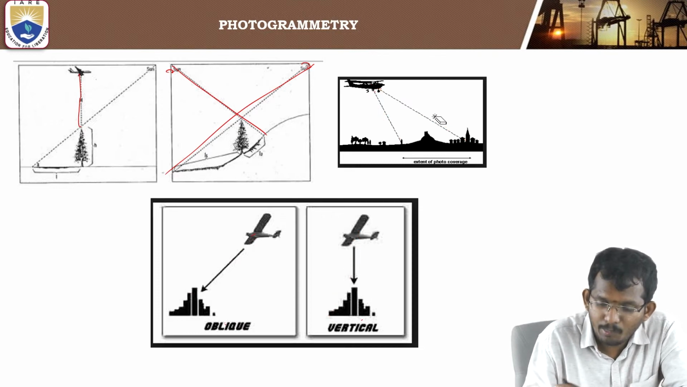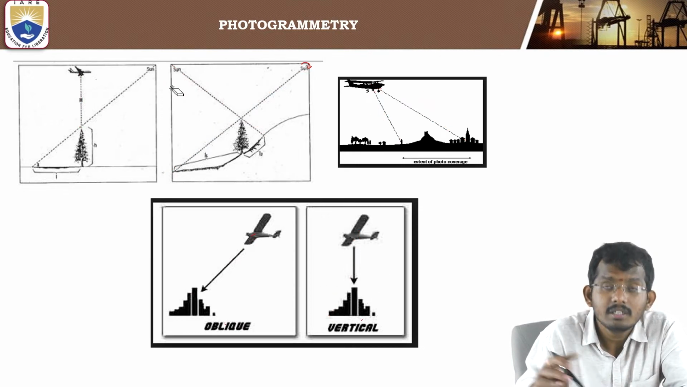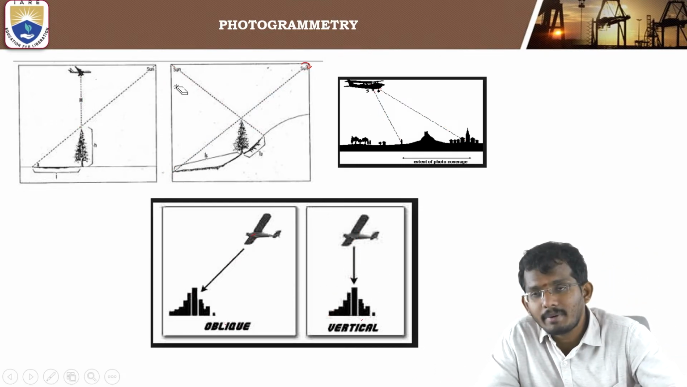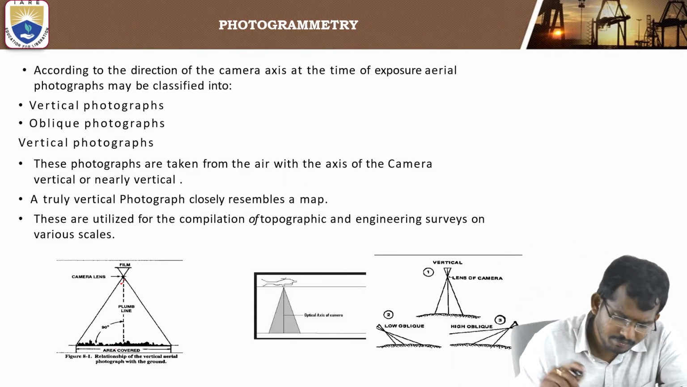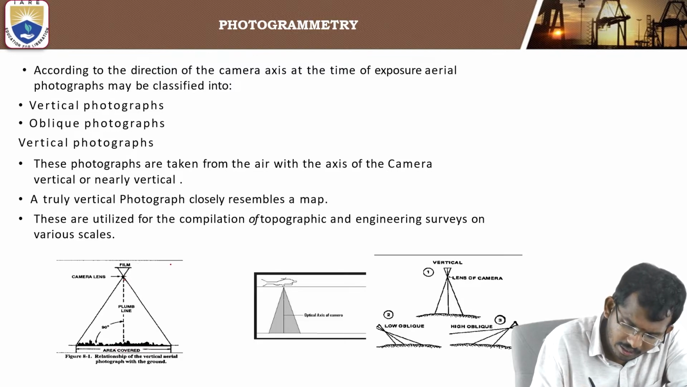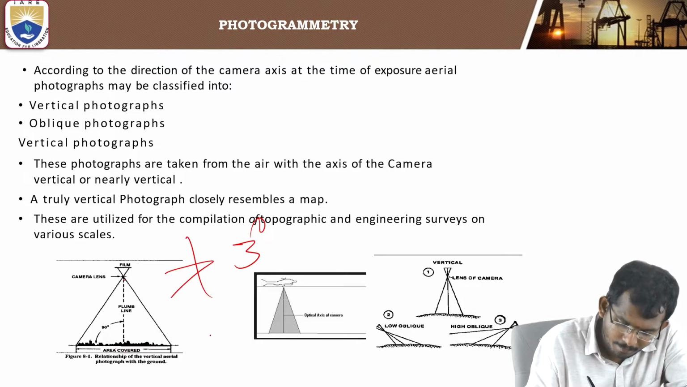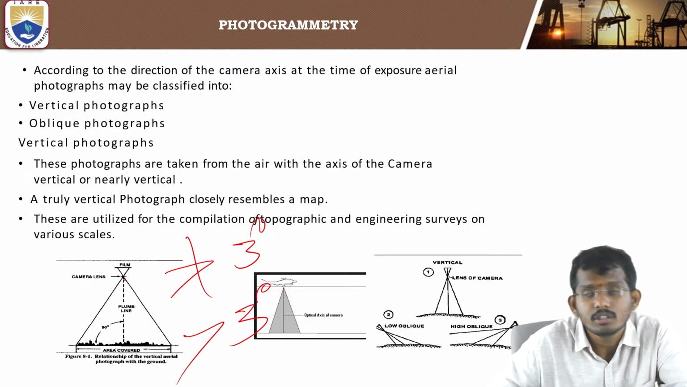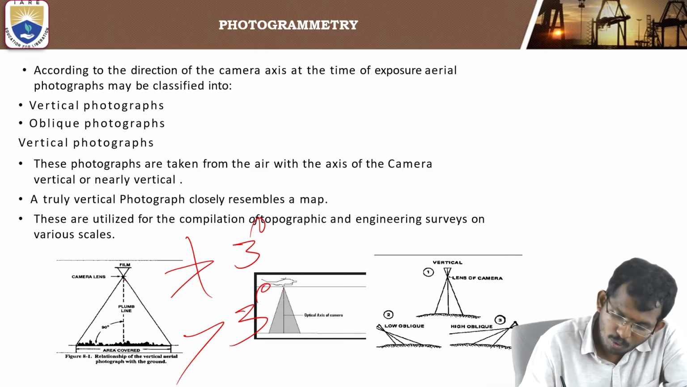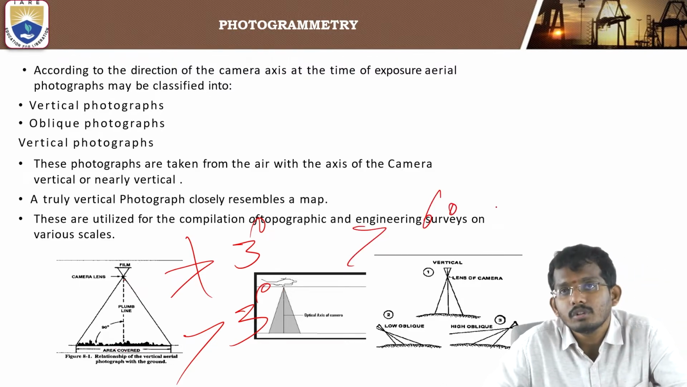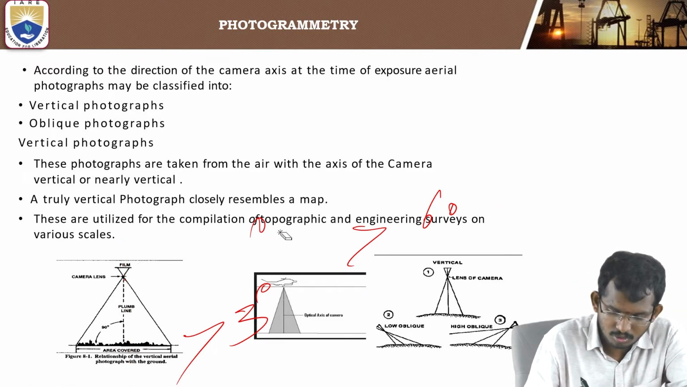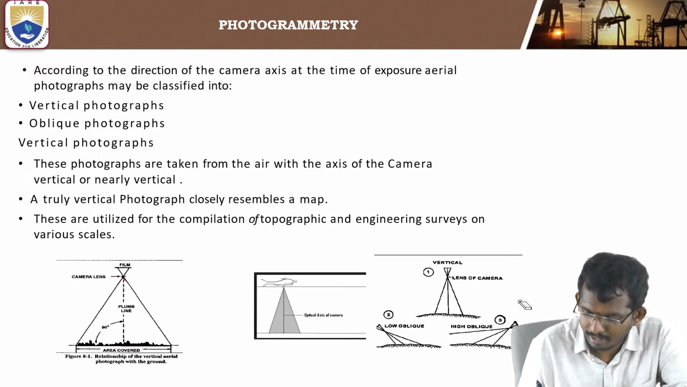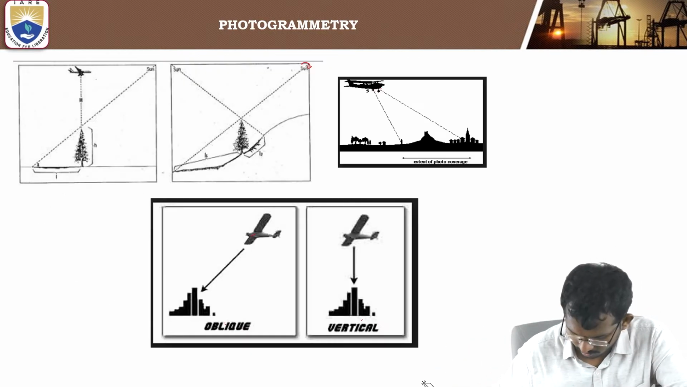Based upon the camera axis and plumb line: if the camera axis is not inclined more than 3 degrees, it's called a vertical photograph. If inclined more than 3 degrees, it's called an oblique photograph. If the plumb line is more than 60 degrees, it's called an oblique photograph. If the plumb line is 90 degrees, it's called a vertical photograph. Please remember these fundamental values.